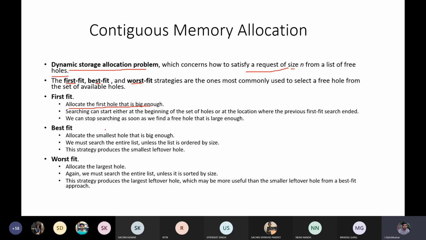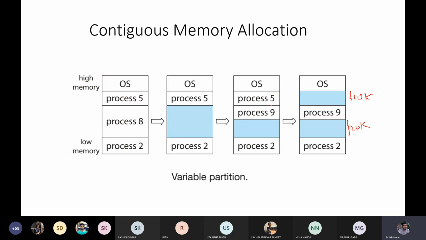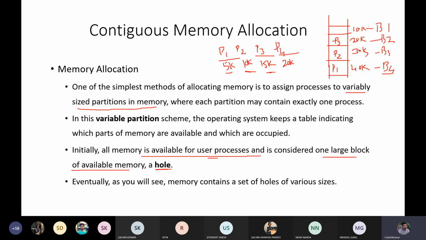This is first fit. Best fit says allocate the smallest hole that is big enough. So in this case, instead of allocating P1 to 40k, the smallest available space for P1 could be B1. If you allocate P1 to B1, that is the smallest space that is able to fit.